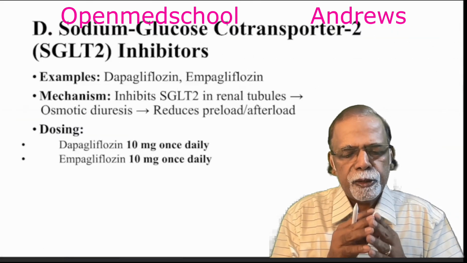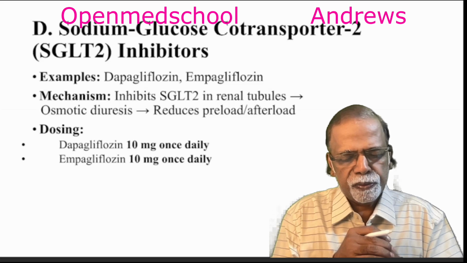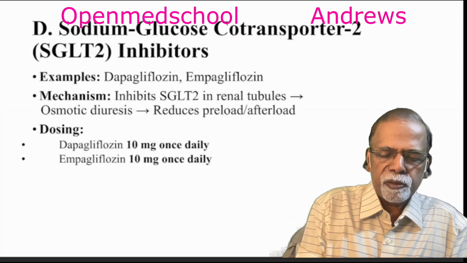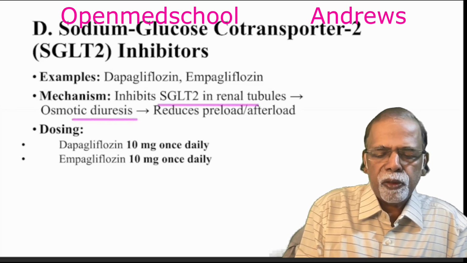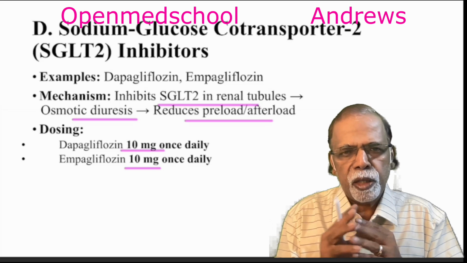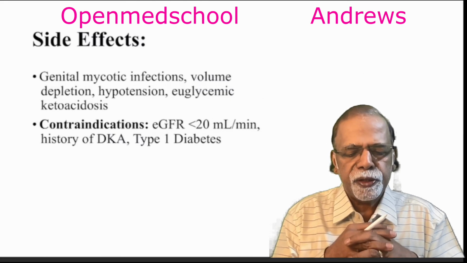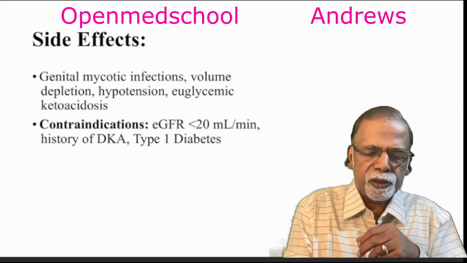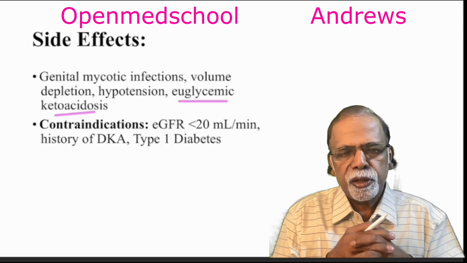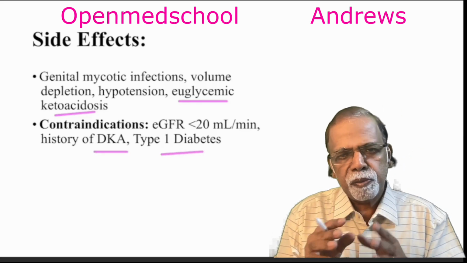The fourth pillar is the sodium glucose cotransporter 2, SGLT2 inhibitors, given irrespective of the presence of diabetes. The drugs are dapagliflozin and empagliflozin. Mechanism: it inhibits SGLT2 receptors in the renal tubules, causing osmotic diuresis and reducing preload and afterload. For DAPA and EMPA, there is only a single dose, 10 milligrams. There is no up-titration required. The side effects are genital mycotic infections, volume depletion, hypotension, and euglycemic ketoacidosis. Something to remember: a patient can come with acidosis with a normal sugar. Contraindications: when the eGFR is less than 20, you should not start; history of DKA; and type 1 diabetes. Again, remember this is given irrespective of diabetes.